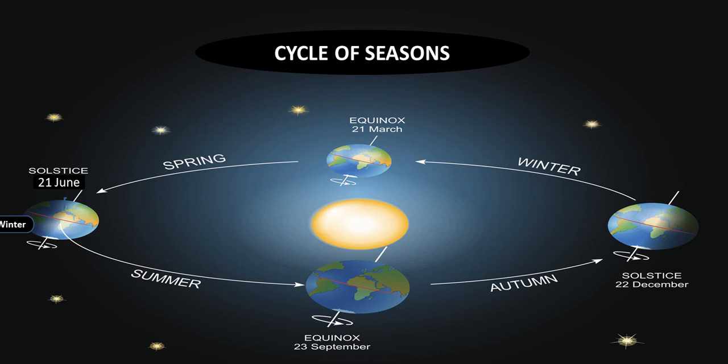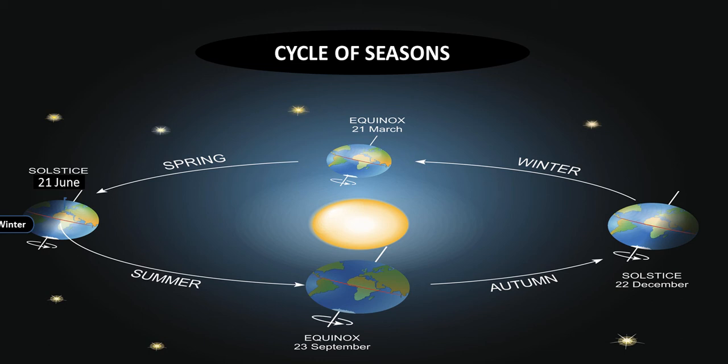Now let's see the cycle of seasons. The equinoxes and the solstices are the positions of the Earth with respect to the sun on the given fixed dates. They help us to understand how seasons occur and how they are reversed in the northern and in the southern hemisphere. On 21st June, it is summer solstice in the northern hemisphere.